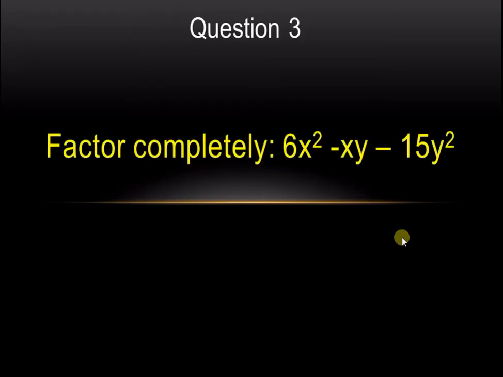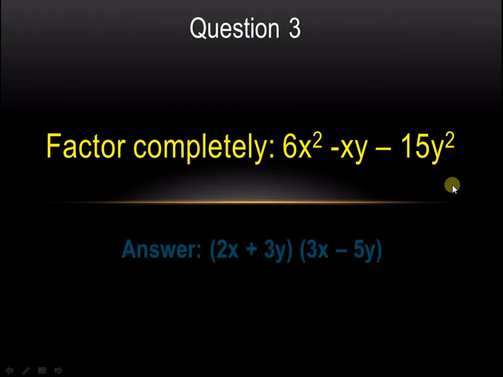Okay, let's have our third question. Factor completely 6x squared minus xy minus 15y squared. Pause the video, and the answer is the quantity 2x plus 3y times the quantity 3x minus 5y.